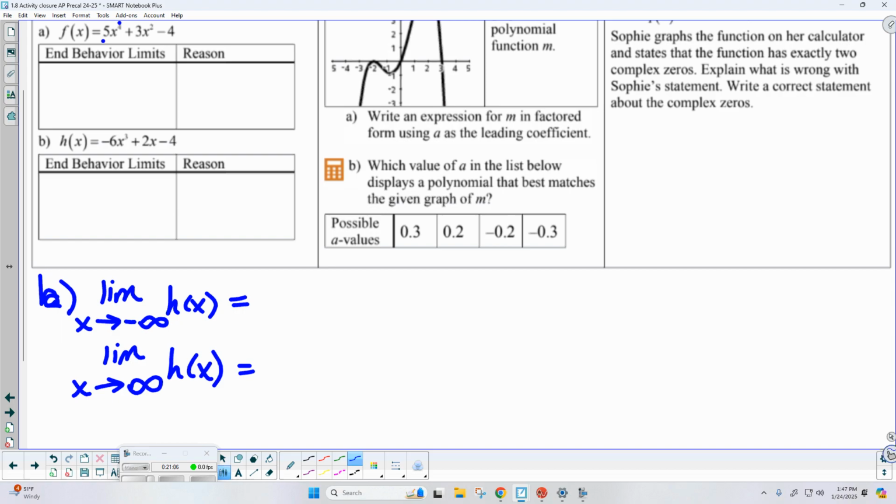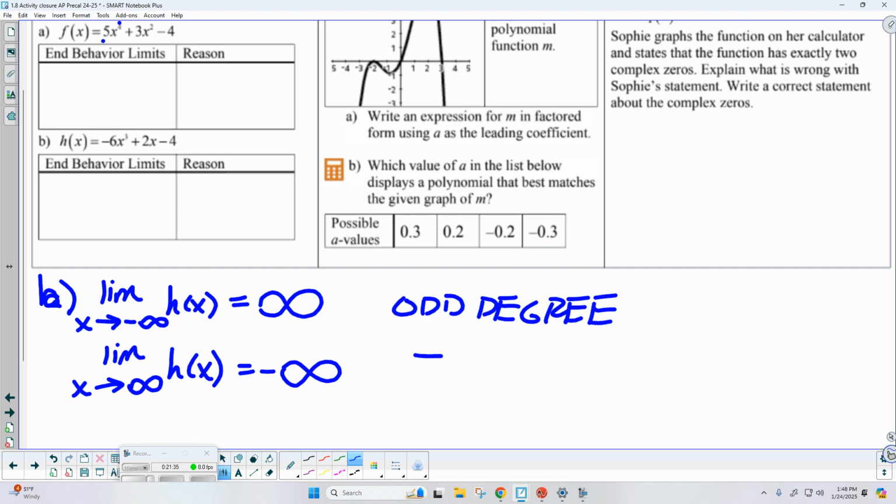William, what do you think about as x approaches negative infinity? Positive or negative infinity? Positive infinity. And Reed, as x approaches positive infinity, positive or negative infinity? That should be negative. The reason is we have an odd degree, so the ends are going to be going in different directions, and this one has a negative leading coefficient. Remember, if it's odd with a positive, it is down on the left, up on the right.